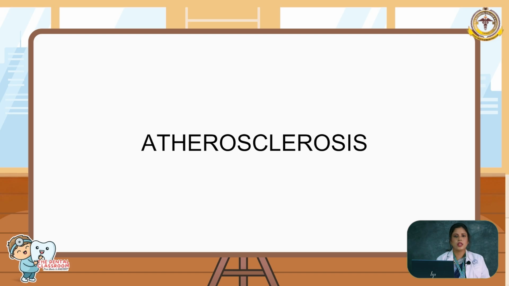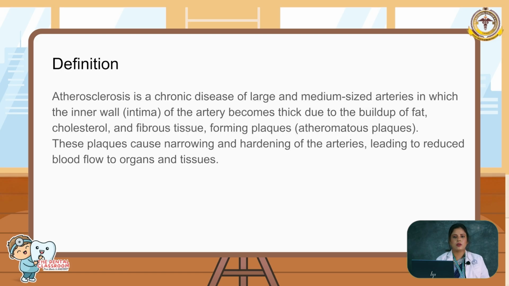So moving on to our next topic, atherosclerosis. What is atherosclerosis? It is a chronic disease of large and medium-sized vessels in which there is deposition of fat, fibrous tissue, cholesterol, all together forming a plaque that is known as atheromatous plaque. What do these plaques do? These plaques cause narrowing and hardening of the arteries, leading to reduced blood flow to the organs and tissues. And this is one major risk factor for development of myocardial infarction.